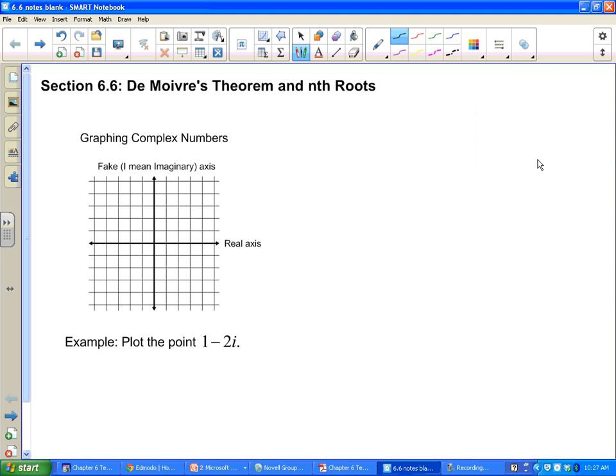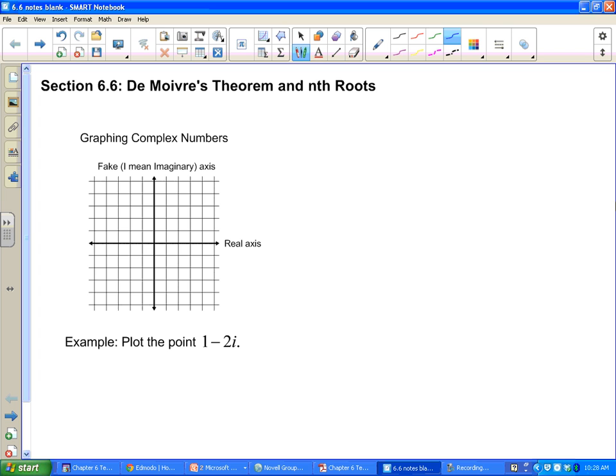Section 6.6. So the pronunciation of this section is French. I believe you would say it de Moivre's theorem and nth roots, but just do your best on pronouncing that. If you want a fun way of pronouncing it incorrectly, you can call it "de Moyver's" theorem. That's kind of a fun way, but if you're actually trying for accuracy, it's de Moivre's theorem. So that theorem will come up a little bit later.